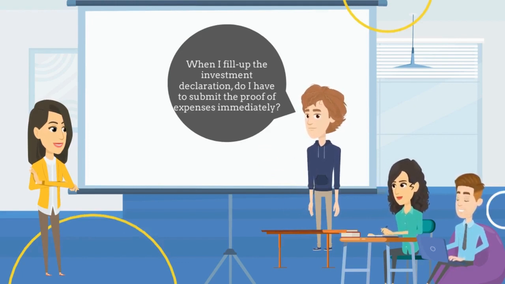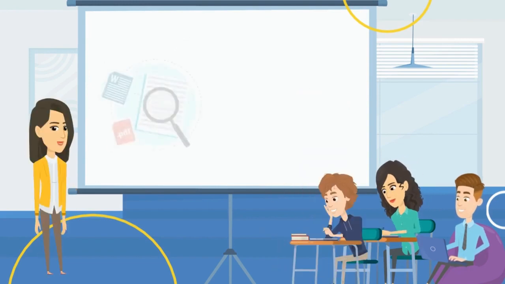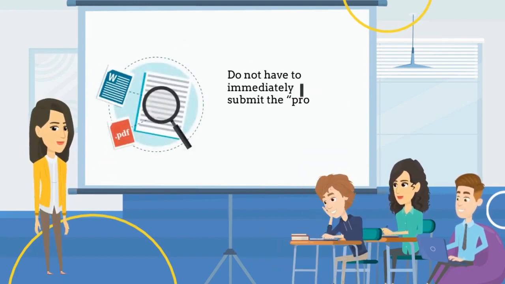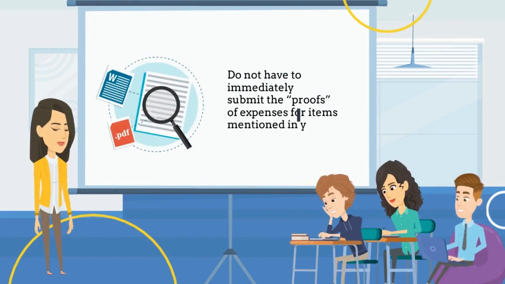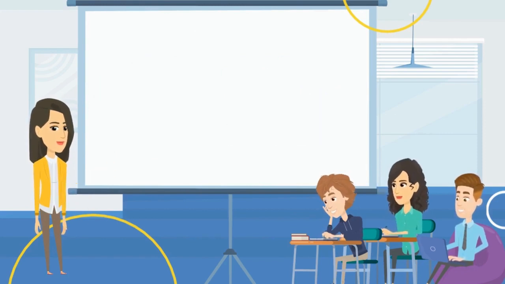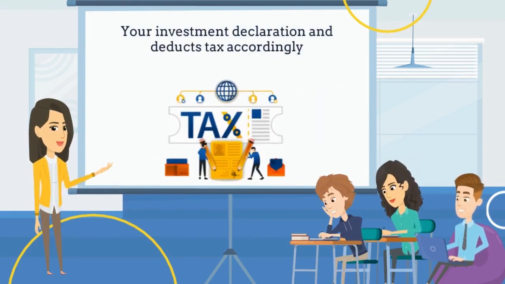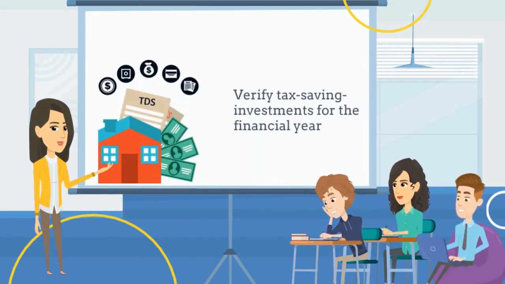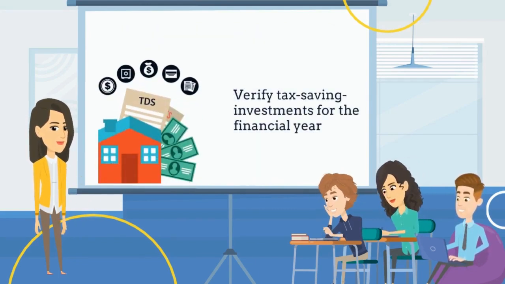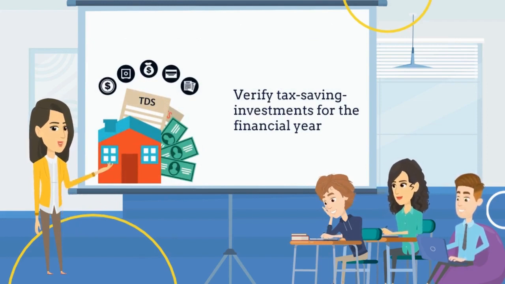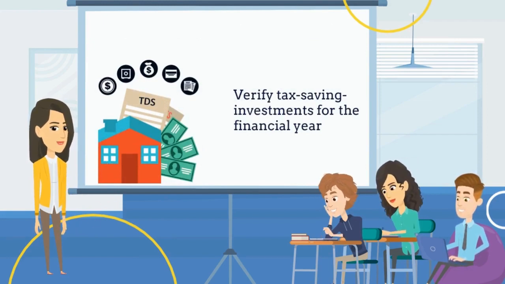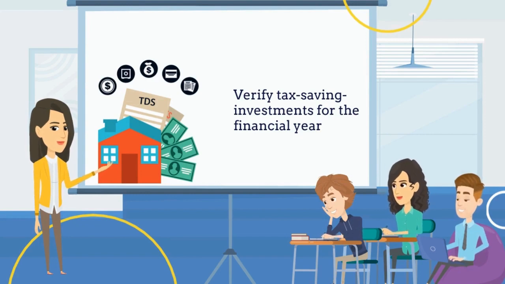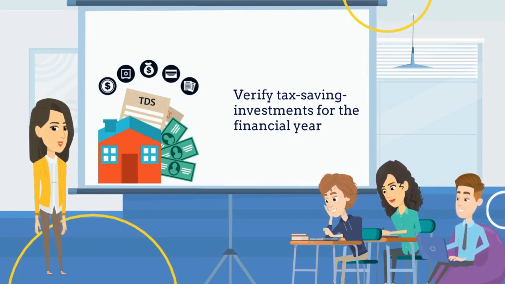for tax-saving investments immediately? You do not have to immediately submit the proofs of expenses for items mentioned in your investment declaration. The company assumes that you will spend the money as mentioned in your investment declaration and deducts tax accordingly. However, as per government regulations, the company has to verify that expenses associated with tax-saving investments have actually been made within the given financial year.